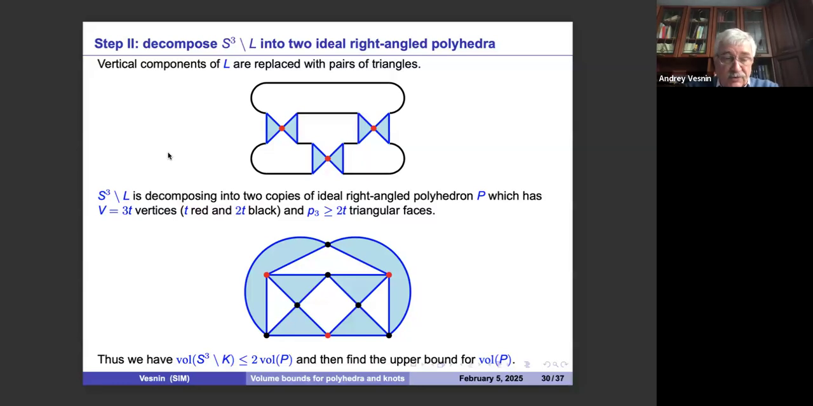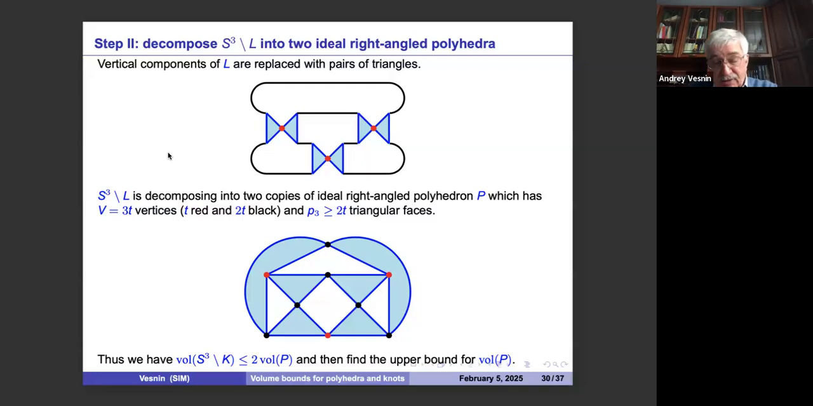And it's easy to see that the number of vertices of our polyhedra will be 3t, so t red and 2t black. And also we see that we have more than 2t triangular faces. And since the complement is constructed from 2 copies of the polyhedra, we have an upper bound, so the volume of the knot is bounded by 2 times the volume of the polyhedra.